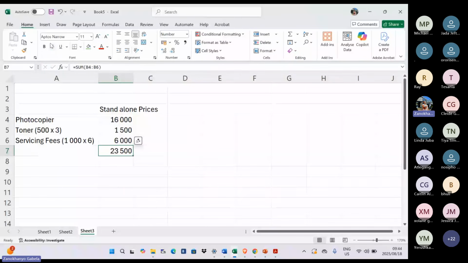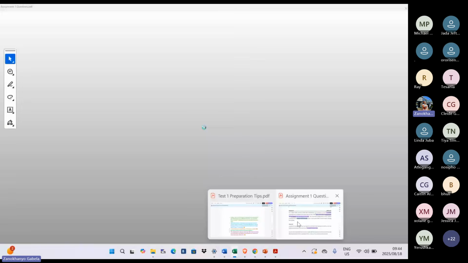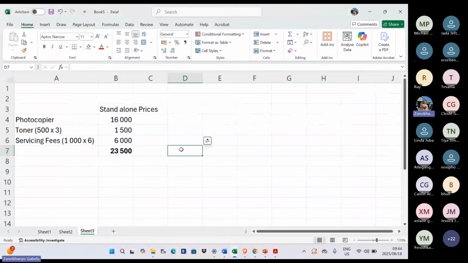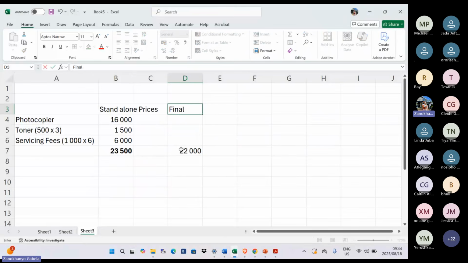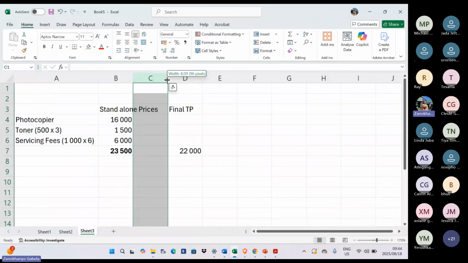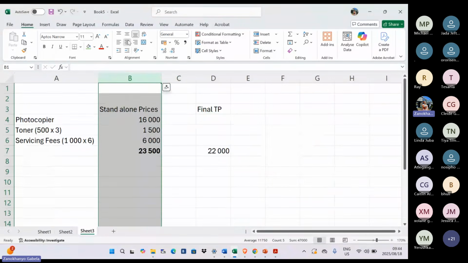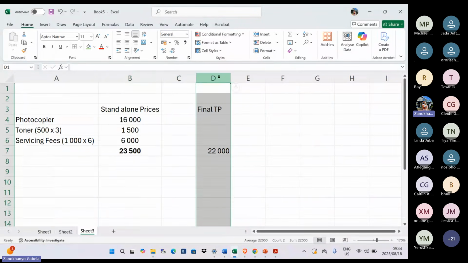23,500. Let's check how much they were going to pay us to begin with. They were going to pay us 22K. So that means we gave them a discount of some sort, because the final amount we were going to receive was the actual 22,000. Let's see how much discount we gave them, because remember, we are the entity.